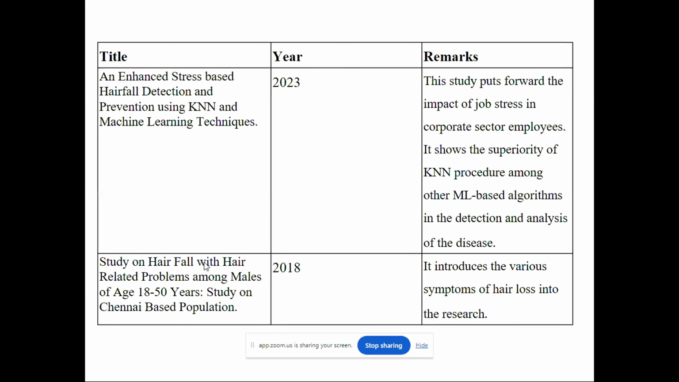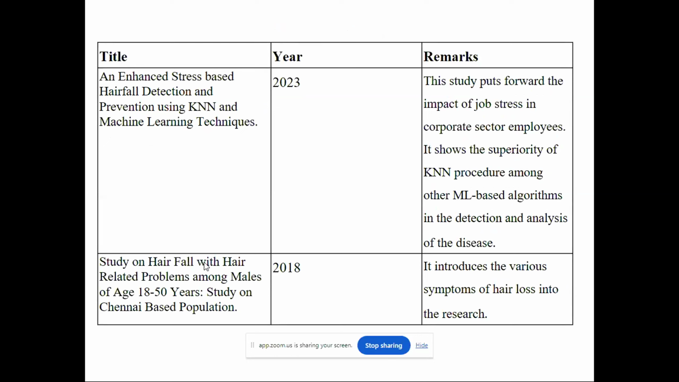Another paper was an enhanced stress-based hair fall detection and prevention using KNN and machine learning techniques, published in 2023. This study put forward the impact of job stress on corporate sector employees. It also shows that KNN, or K nearest neighbors, worked pretty well as compared to the other machine learning algorithms.